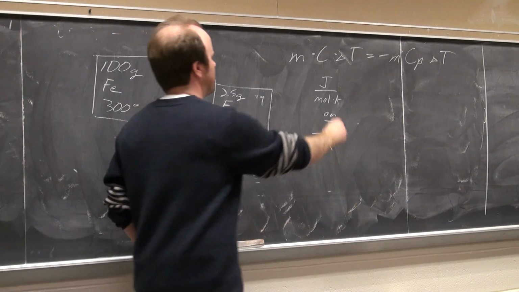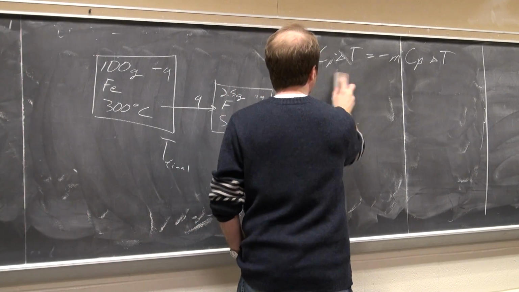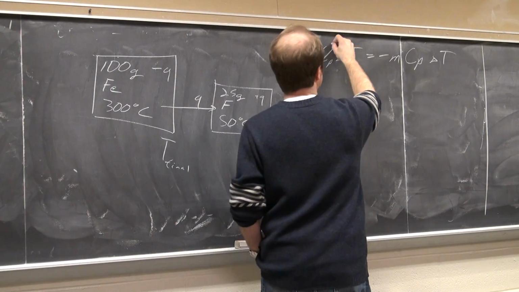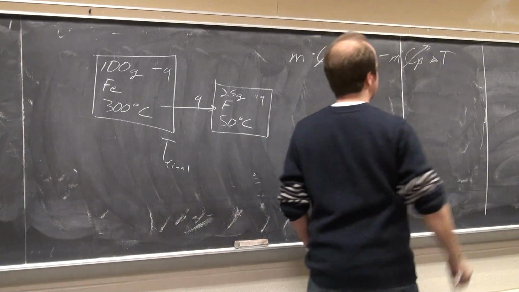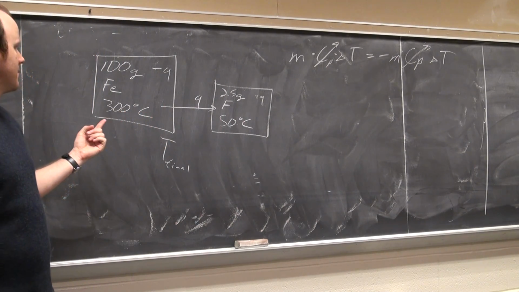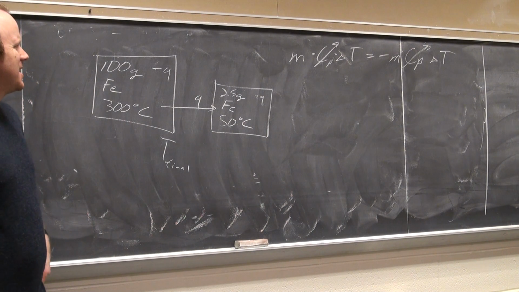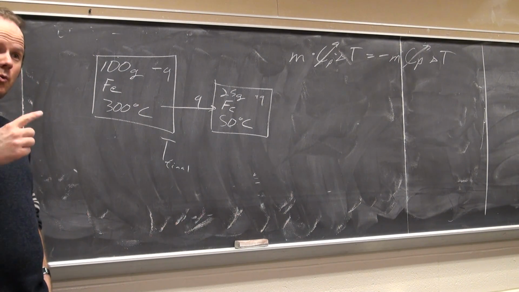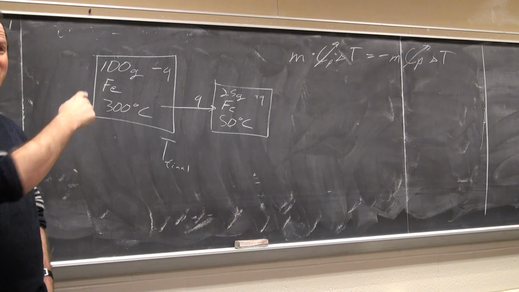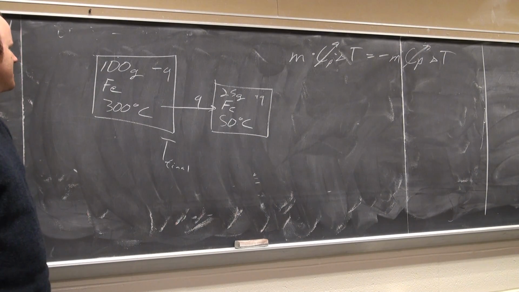So, mCp. Since these things are both made out of iron, we can cancel the Cp's from both sides because that's the same number. They both have the same heat capacity, right? Wait, they're both iron? Oh, sorry, Fe. It's not made out of fluorine. There we go. Fe. They're both made out of iron. Now, if one was water and one was aluminum, we have to put the heat capacities back in there, right? Because water will carry more heat with it than aluminum for a given temperature change.